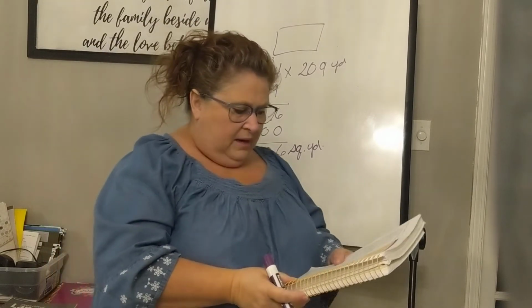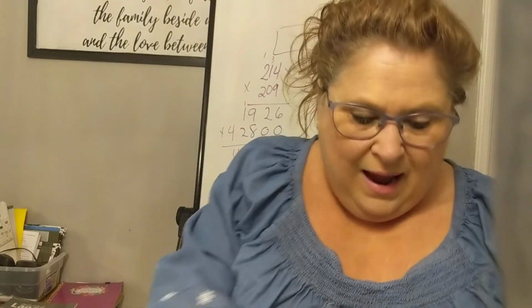Letter B, the length is 6 feet, the width is 4 feet. Area equals length times width. 6 times 4 is 24, so it's 24 square feet. Letter C, the length is 9 yards, the width is 5 yards. Area of a rectangle is length times width. 9 times 5 is 45 square yards, okay? Remember, you have to have the square in there. Turn to the back side.